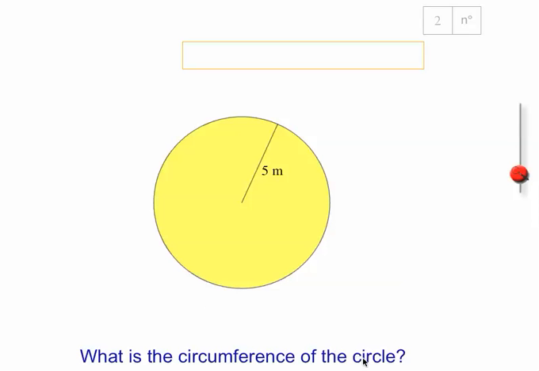Circumference. What is the circumference of this circle? The radius is 5 meters. So there are two kinds of questions you can be asked here. You can be given the diameter, you can be given the radius. Here we're given the radius.